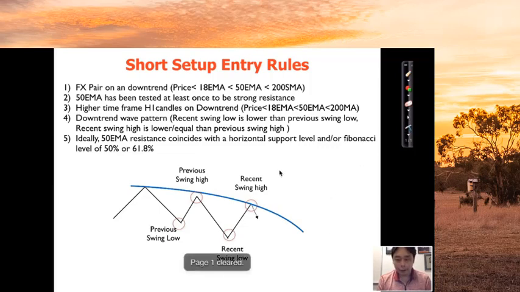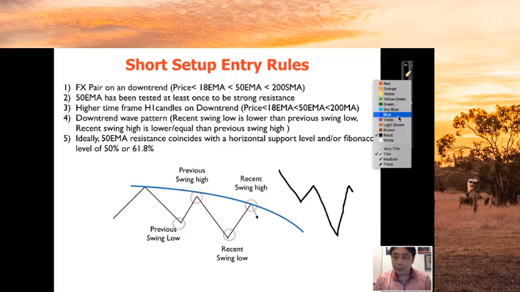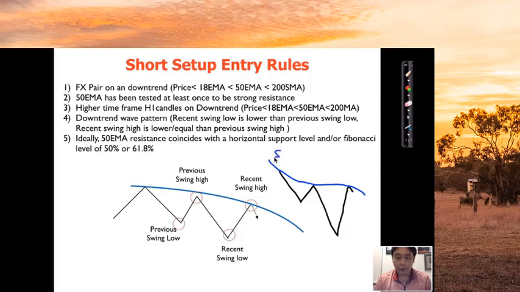Let me draw that again. Like so. Again, this is the 50 moving average. Say this is a 50 moving average like that. In this case, you can see that this is the recent swing low, and that's the previous swing low, right? So the recent swing low is lower than the previous swing low, a lower low. That is one of the criteria.